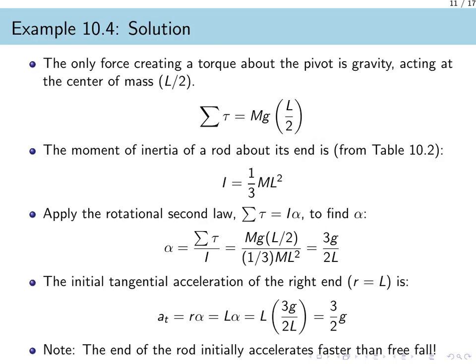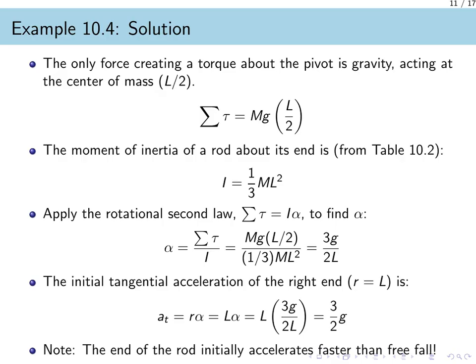Now we will solve for the initial acceleration of the rod by applying Newton's second law for rotation. First, we calculate the torque. The only force that creates a torque about the pivot is gravity, which acts at the center of mass, a distance of L over 2 from the end. This gives a torque of m times g times the quantity L over 2.